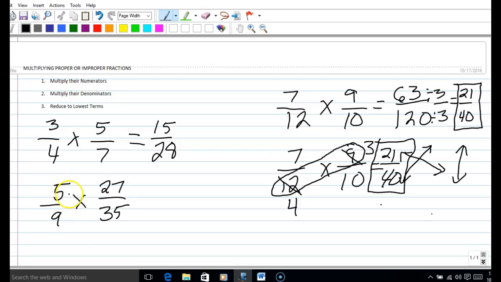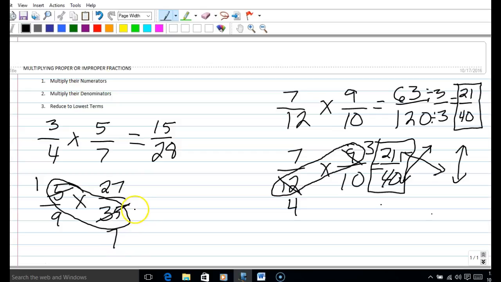Again, we're multiplying two proper fractions. If I can, I want to avoid multiplying 9 by 35 and 5 by 27. So I'm going to see if I can make this problem easier by canceling or dividing out common factors. So I have a common factor in 5 and 35. Both 5 and 35 are divisible by 5. So I'm going to divide 5 out of each one of these numbers here. So 5 divided by 5 is 1, and 35 divided by 5 is 7.